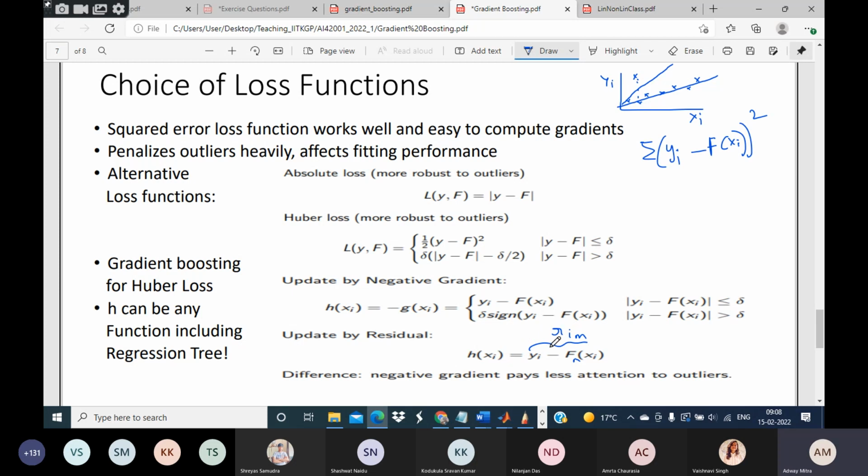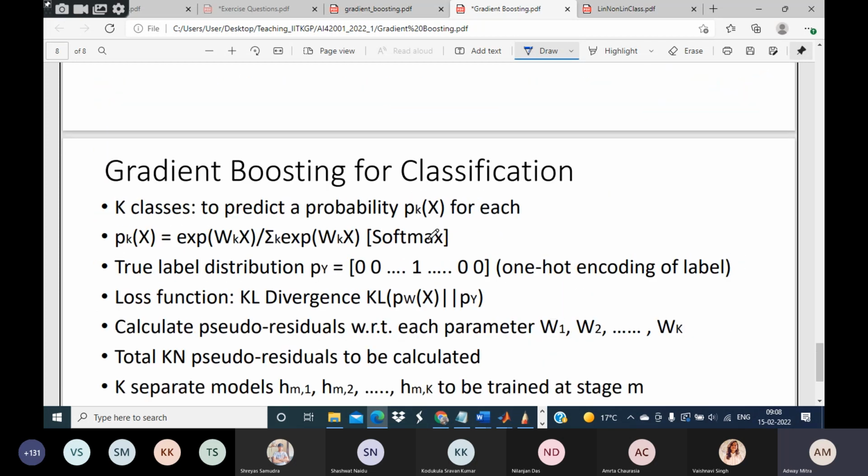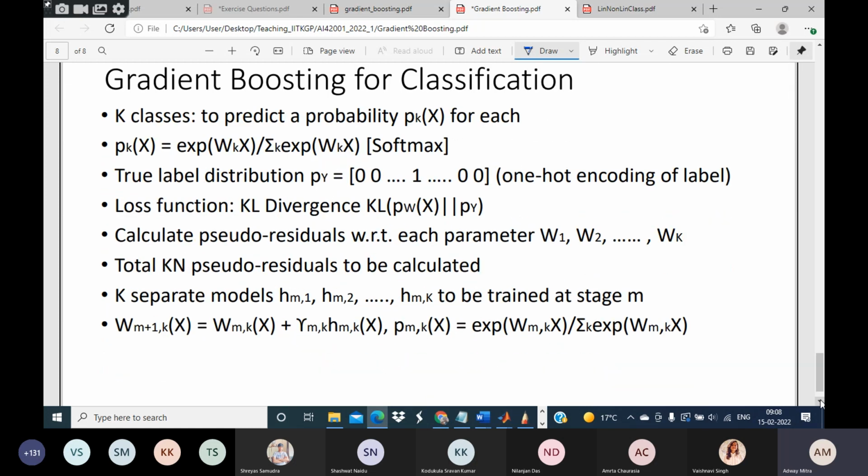So in this case also, h can be any kind of function, including the regression trees. In this case, what we will be getting will not be the same as the tree boost.